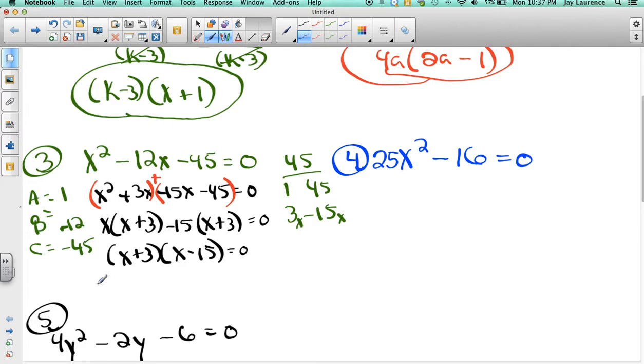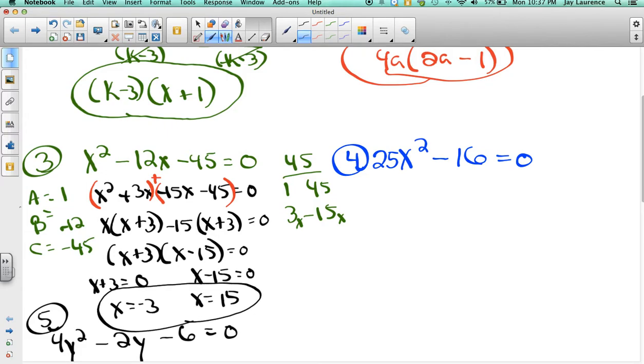And now I have to solve. I have x plus 3 equals 0, and x minus 15 equals 0. And of course, you'll end up with x equals negative 3, and x equals positive 15. So there is your solution. All right, you could write that as a solution set like this, negative 3, 15. That's a good way to do it. Or you could do that, either one. Now, why didn't we have to do that on the first 2 problems? Because they didn't equal anything.